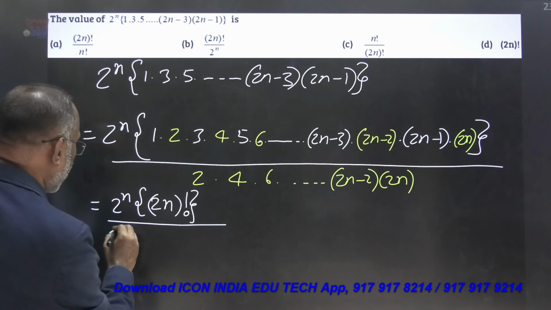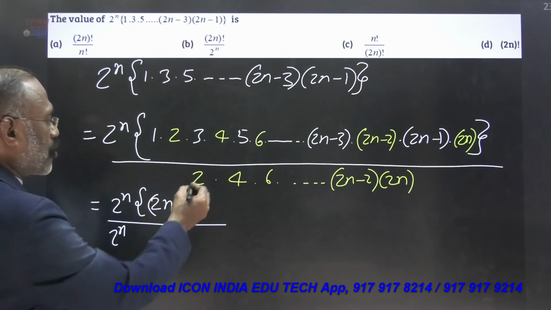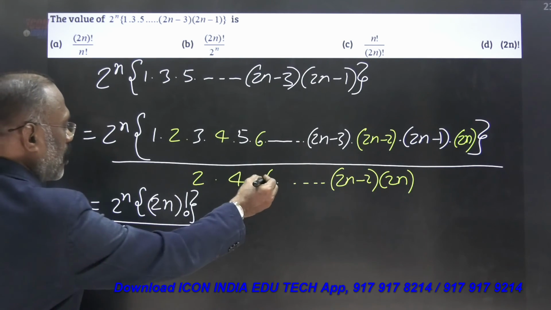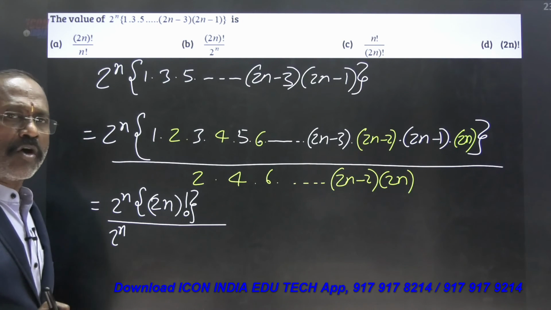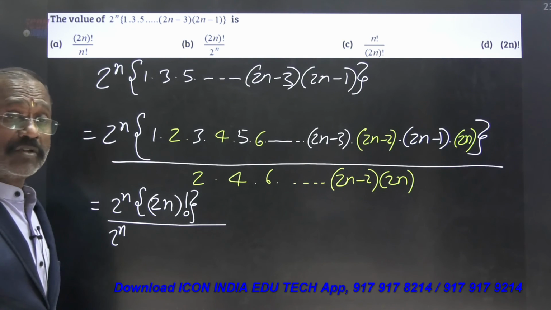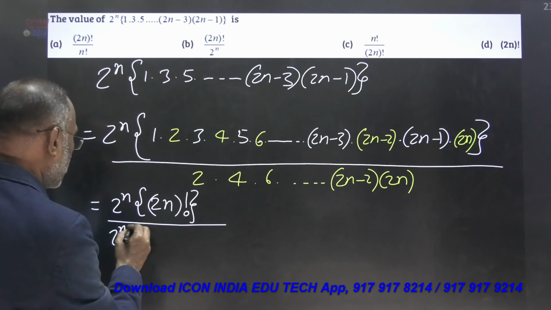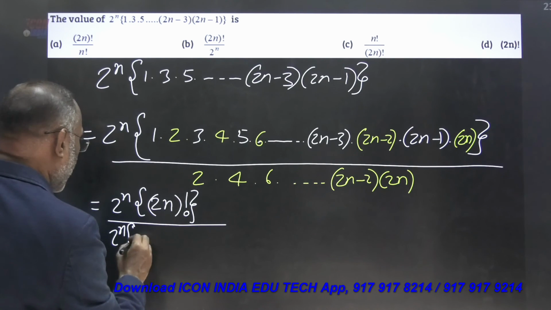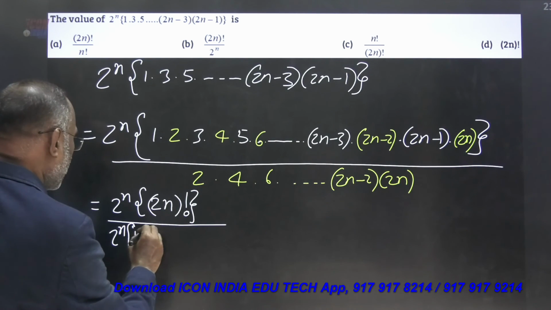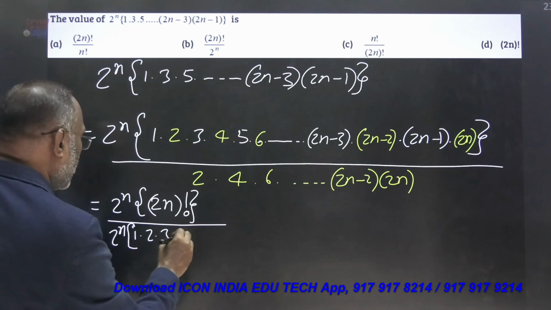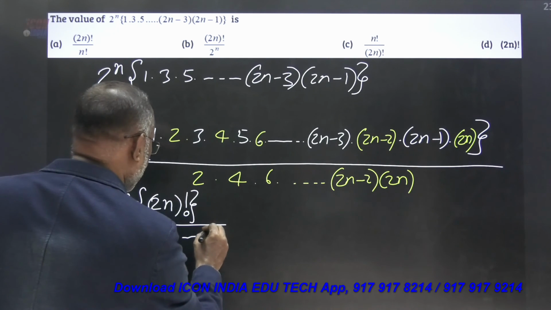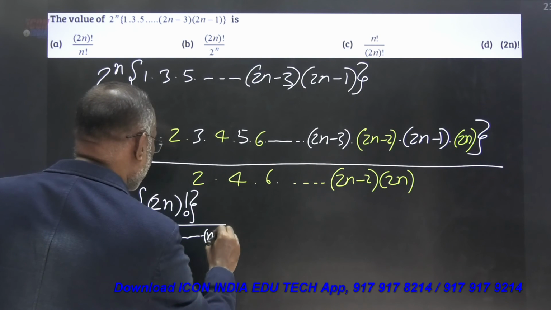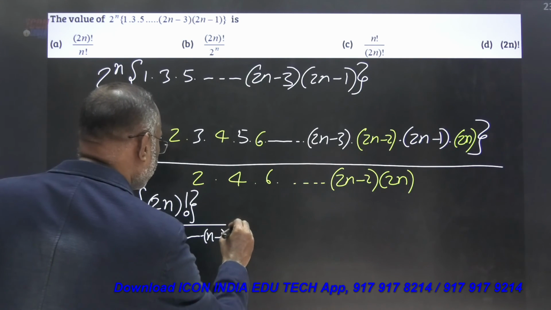So you will get 2 common here, 2 common here, 2 common here, and the last term also 2 common there. How many such 2's do you get common? N such 2's you get common, which is nothing but 2 power n. What is remaining in the brackets? Let me write that. It is 1 into 2 into 3 into so on into the last terms n minus 1 into n.